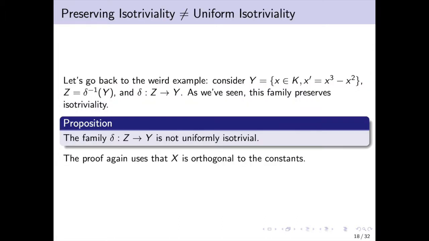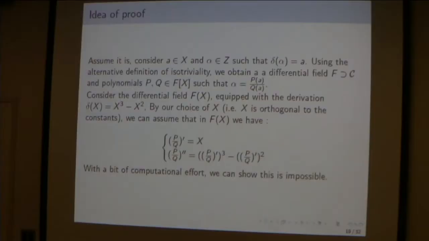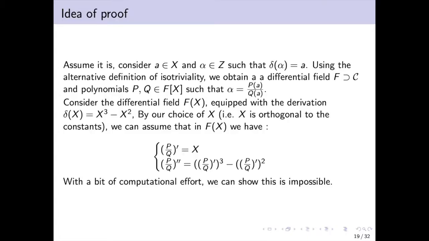Okay. And so if we go back to the weird example, we can see that there the two definitions are not the same. So we've seen it preserves isotriviality, but it's not uniformly isotrivial because the fibers basically don't interact at all. And the proof will again use that X is orthogonal to the constants. So I can say a few words about the proof. It's sort of a classic technique, or sort of direct. Just assume it is.